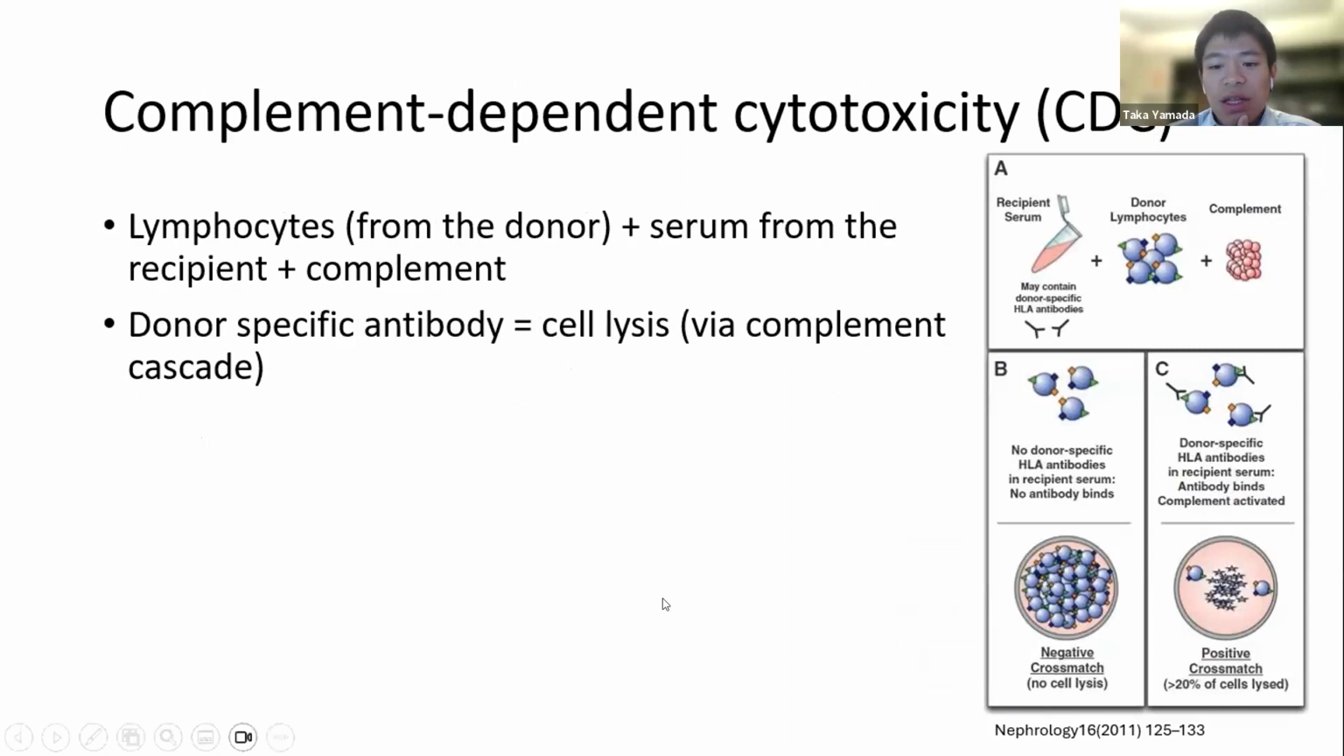First, lymphocytes from the donor are isolated and separated into T cells and B cells. Then serum from the recipient is mixed with the lymphocytes. Then complement is added, usually derived from rabbit serum. If donor-specific antibodies are present, the complement cascade is activated by the classical pathway, which results in lysis of the lymphocytes.